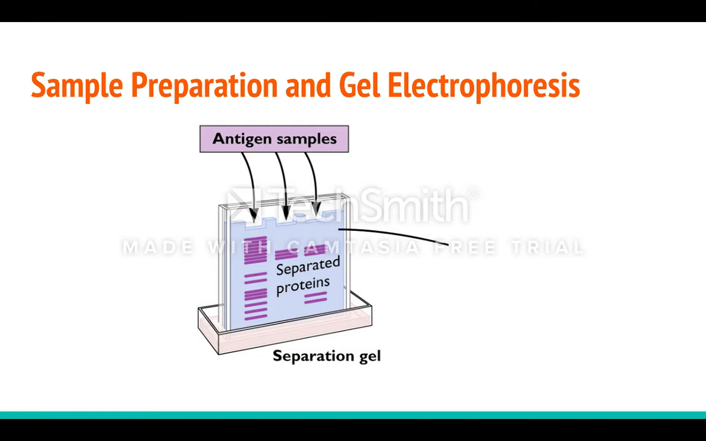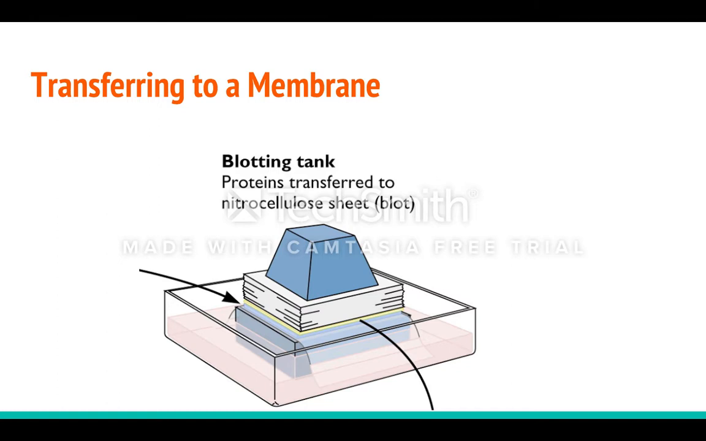Usually you want about a 4 to 20% gradient gel. The gel will be run for approximately 5 minutes at 50 volts, but this can vary depending on how fast you want to finish. This step will separate the various proteins of interest. Step 2, transferring to a membrane.